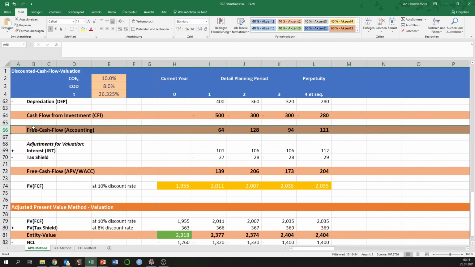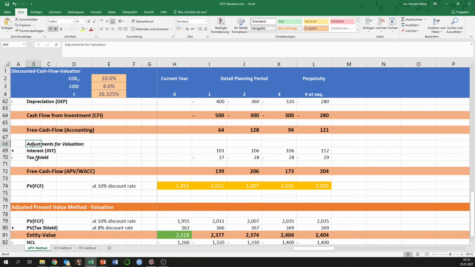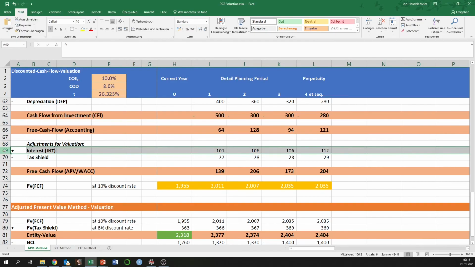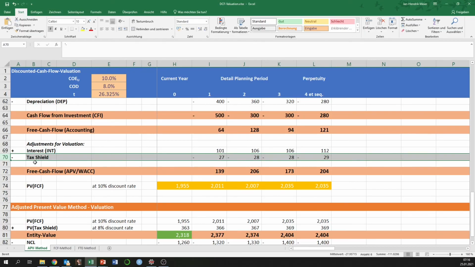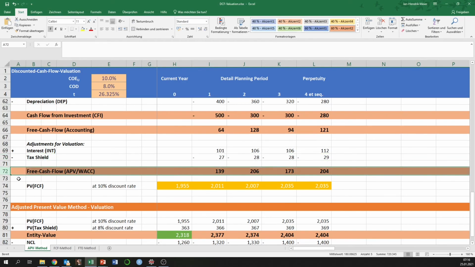But this is the free cash flow of the levered company, but we want to have the free cash flow of an assumingly unlevered company, so we have to make some adjustments for the valuation. First of all, an unlevered company would not pay any interest. Accordingly, we have to add the interest again. But we have to subtract the tax shield because this company would now pay more taxes since they cannot deduct the interest. So the tax shield has to be added. And then thus we end up in the free cash flow for the APV and for the WACC method.